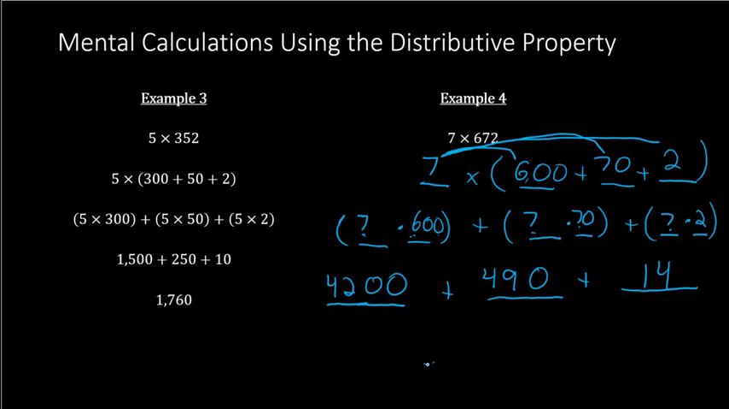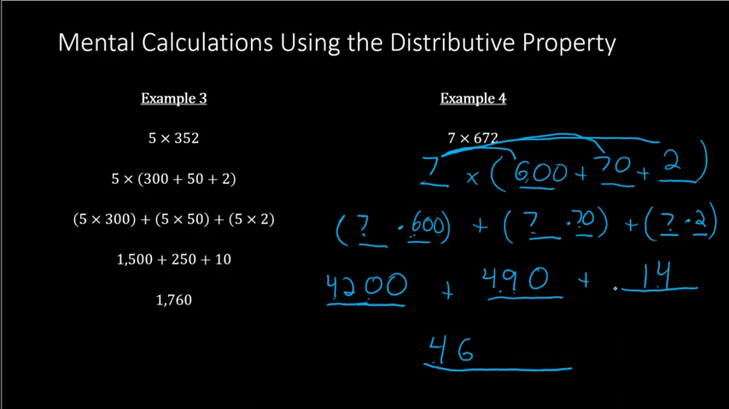Now your final line is putting this all together. So what would go down here? So try to do this as best as you can in your head. If you cannot, you can write it out. But if we do all this added together, we have 4,000 something. We have 200 plus 490. 200 plus 400 is 600, right? And then we have 90 at the end. So we have 4,690, and then 90 plus 14.